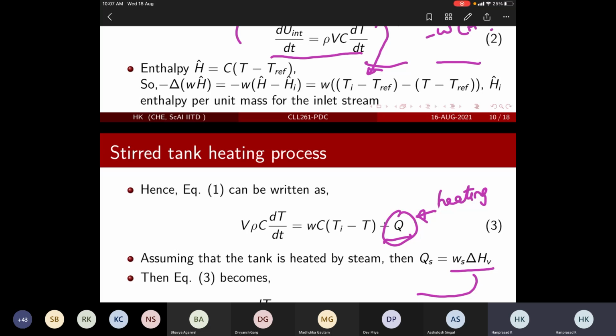Sir, I have a question. Yes, please go ahead. Sir, in equation number 1, where we wrote dU internal upon dt equals minus delta W into enthalpy plus heat, why do we put a minus sign with the first term? Give me a minute.